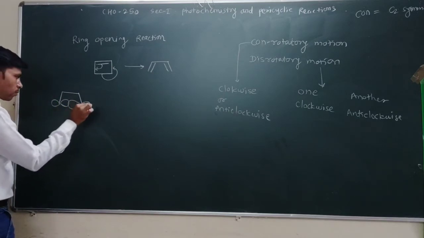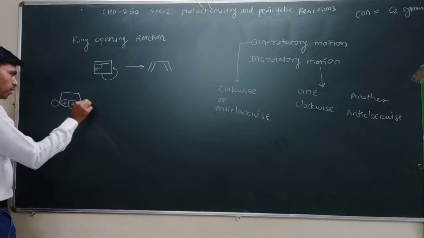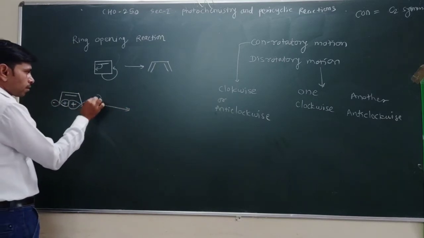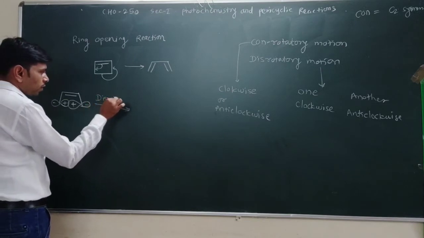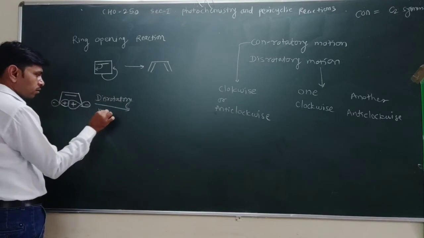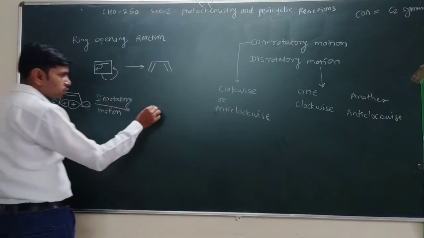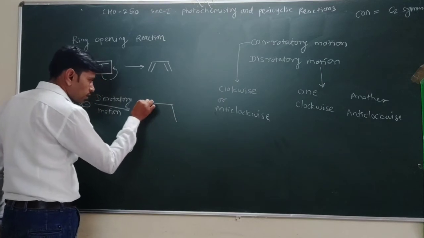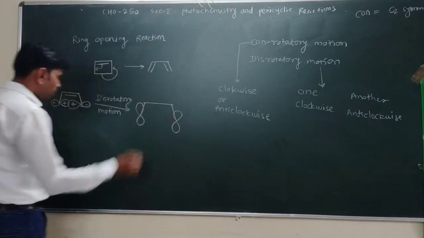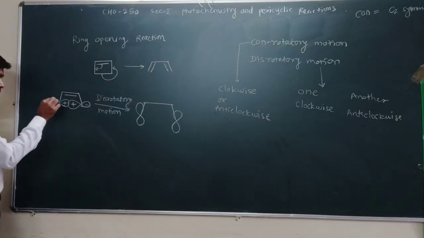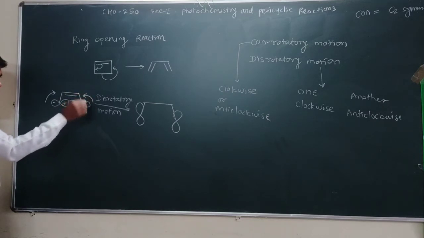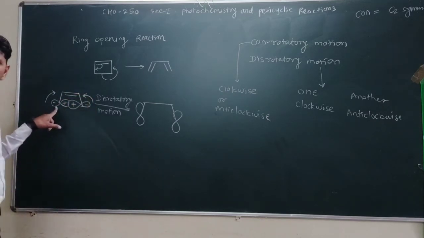and the orbital is in bonding overlap. Now in the bonding overlap, when we open this by disrotatory motion, we know what is disrotatory motion. One orbital rotated clockwise, another rotated anti-clockwise. By 90 degrees, we obtain this. Suppose one rotated clockwise and another rotated anti-clockwise.